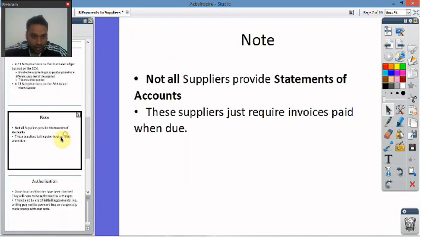Okay, let's carry on. Not all suppliers provide statements of accounts.